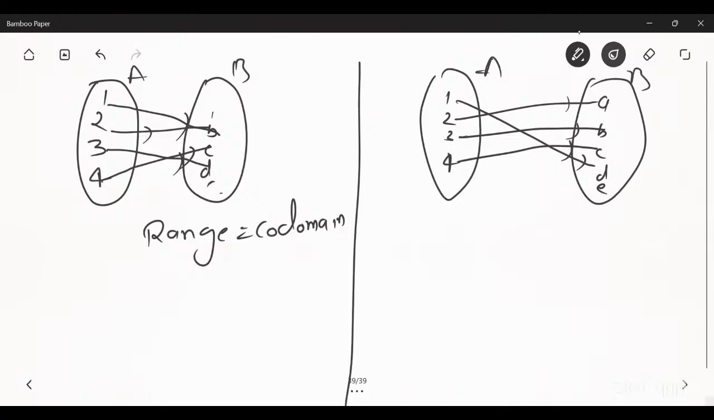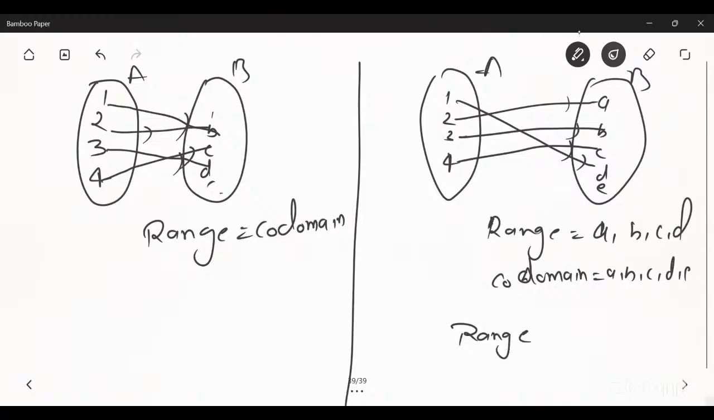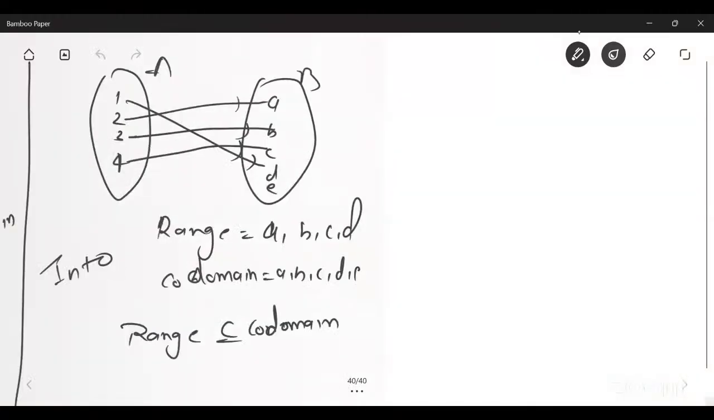But in the first case, the range is B, C, D, and the codomain is A, B, C, D, E. So here the range is a subset of the codomain. Range is not equal to the codomain. So that function is known as into, and that function is known as onto when the range is equal to the codomain. Okay. Now the next concept is the bijective function.